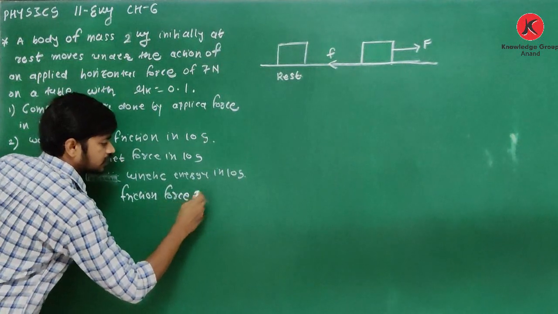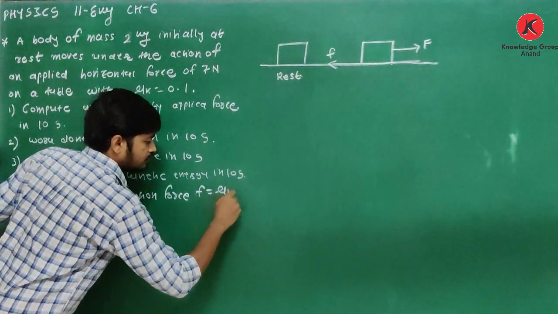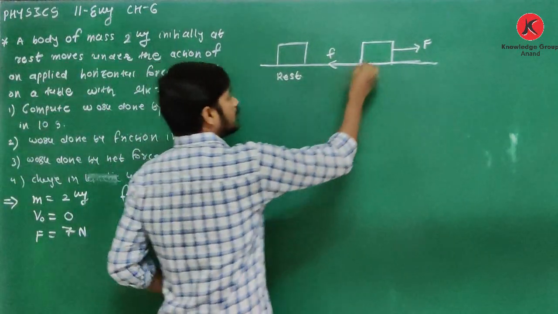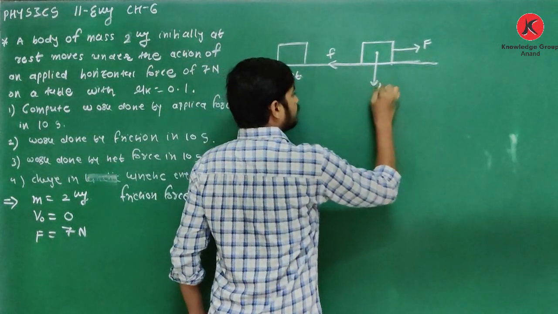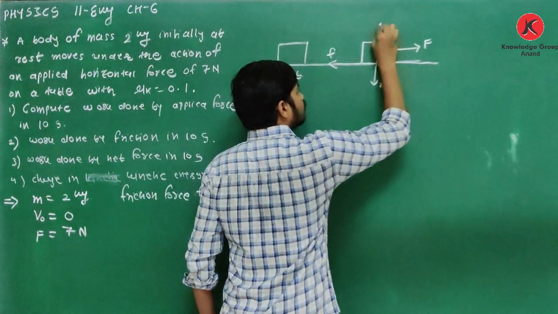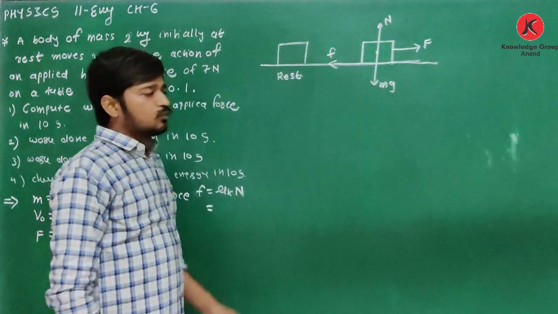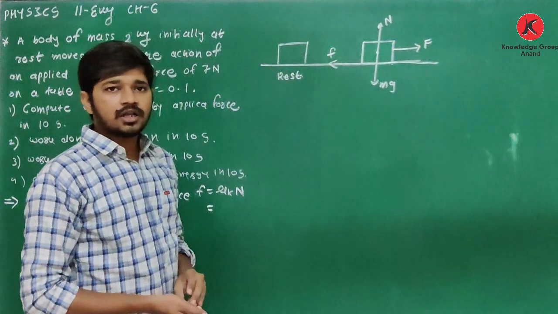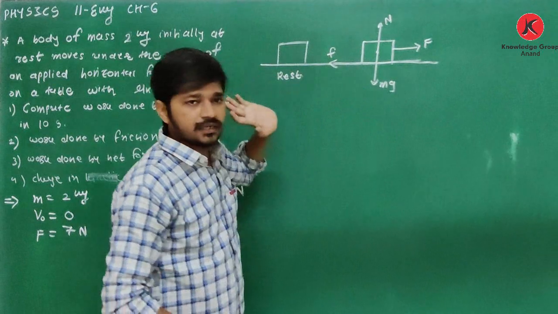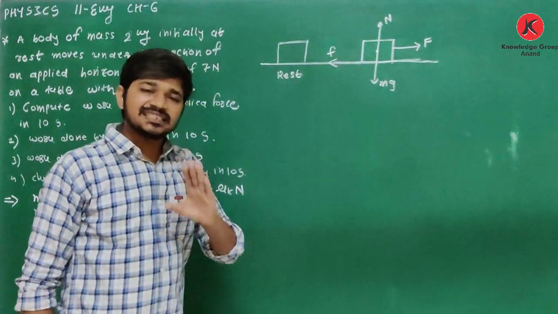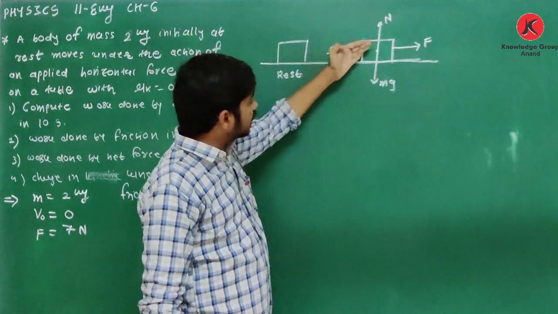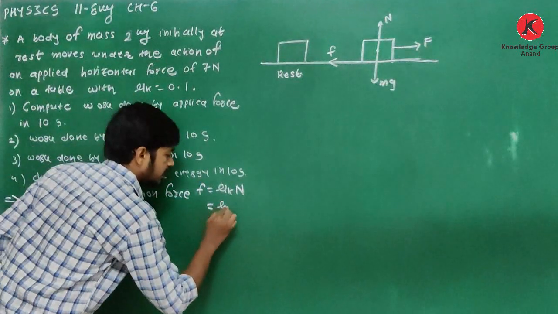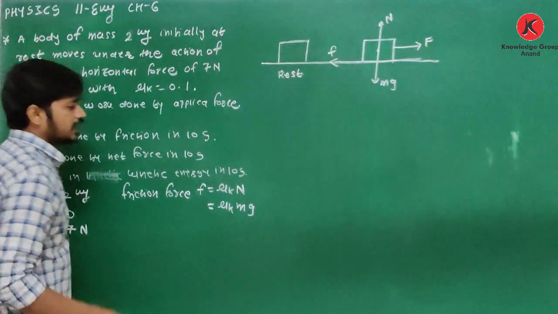We know that friction force f is equal to mu k into N. Mu k is given. What is N? On this block, mg is acting in the downward direction, while the normal force is acting in the upward direction. The block is moving in the horizontal plane, not along the vertical, so along the vertical it is in equilibrium: forces acting upward equal forces acting downward. So N is equal to mg, and friction is mu k into mg.